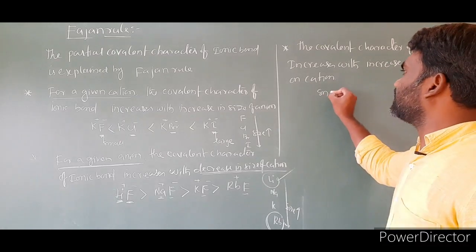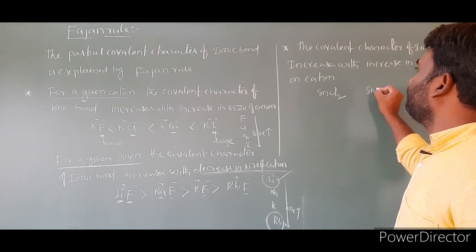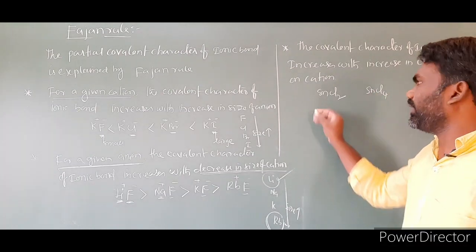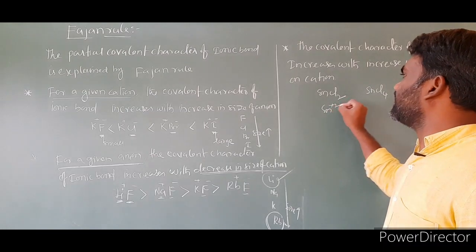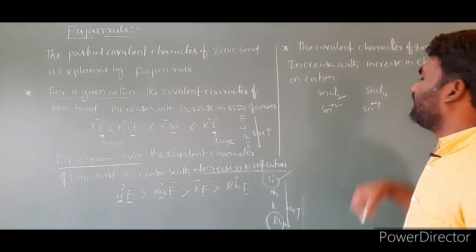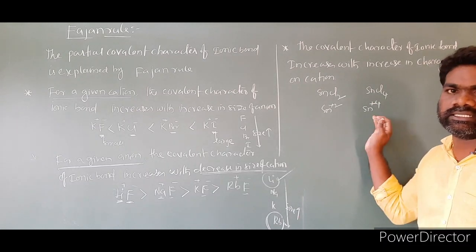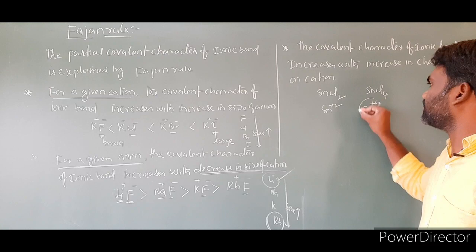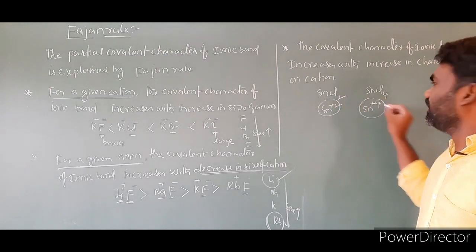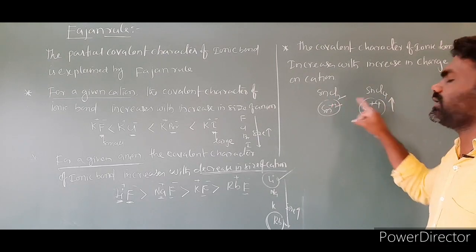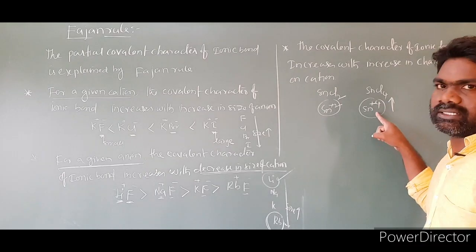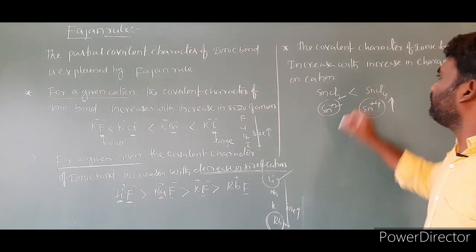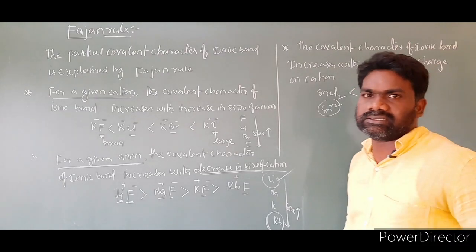Let us understand by taking one example. I am taking SnCl2 and SnCl4. Now we have to compare which is more covalent. Then we have to find the charge on the cation. So this is Sn plus 2, here is Sn plus 4. Now check which has more charge. Sn plus 4 has more charge compared to Sn plus 2. Charge is increased from here to here. So when the charge increases, more is the covalent character. Then SnCl4 has more covalent character than SnCl2.